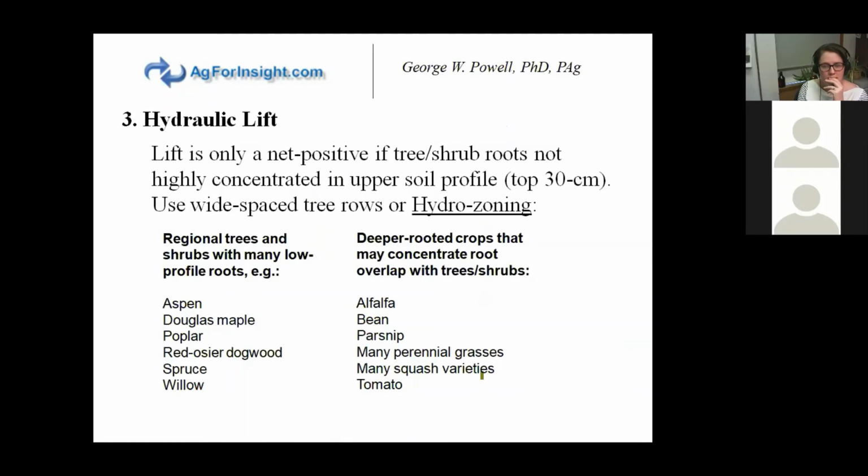But you can see that this lift is only a net positive if the tree and shrub roots are not also highly concentrated in the upper soil profile, which I'm defining in the interior regions as being sort of the top foot of the soil. So you can avoid this using two methods. One is to put wide spacing between your tree and shrub rows and your crops. So an alley cropping, shelter belt, hedgerow scenario, or using hydrozoning. And hydrozoning, in essence, is matching your tree and shrub species with your crop species so that they're each concentrating their roots in a different layer of the soil.